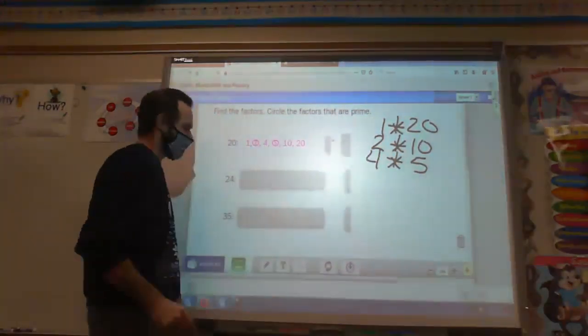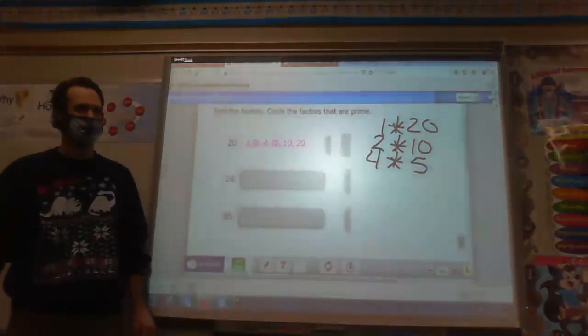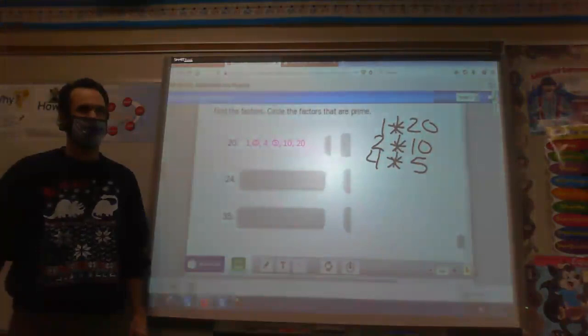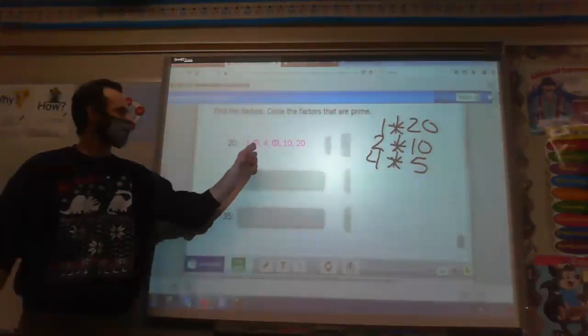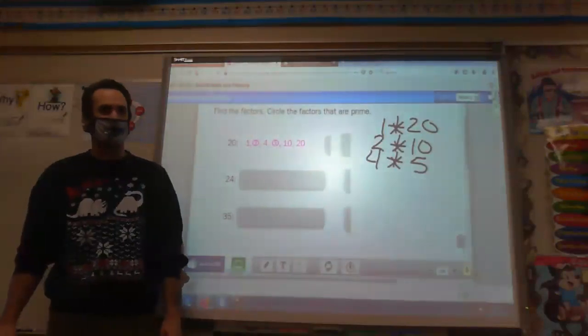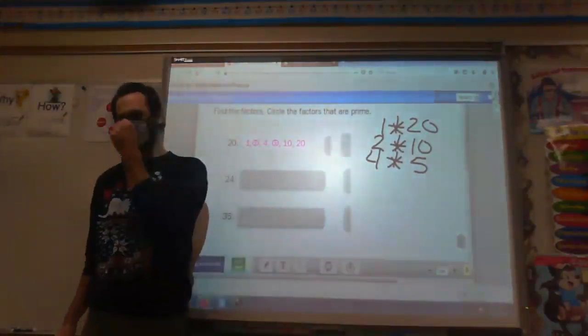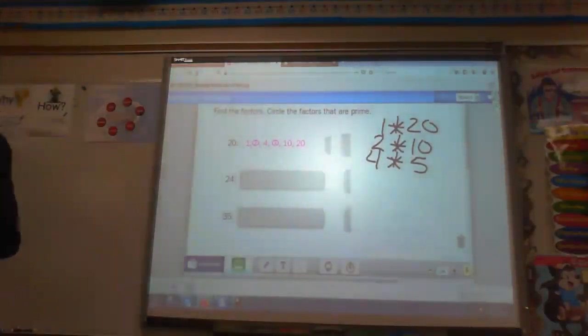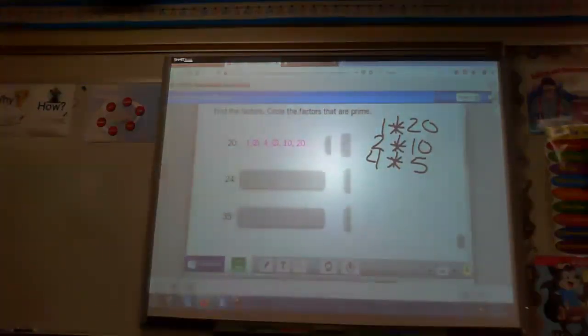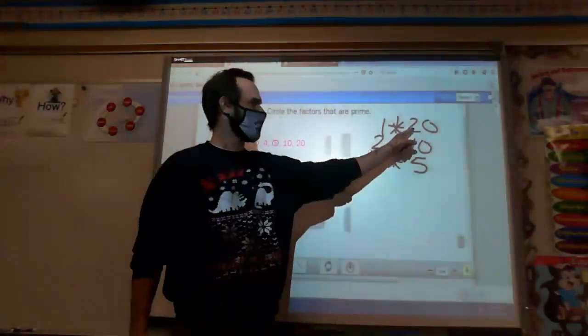You guys did it. Now, if you look, they're circling the factors that are prime. So it's like you're finding factors within a factor. 2 is prime because the only way you can multiply and make 2 is 1 times 2. And 5 is prime because the only way you can multiply and make 5 is 1 times 5. So then 20 isn't prime.